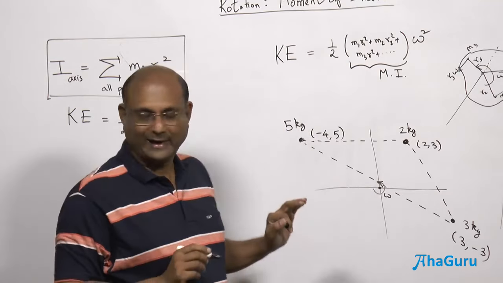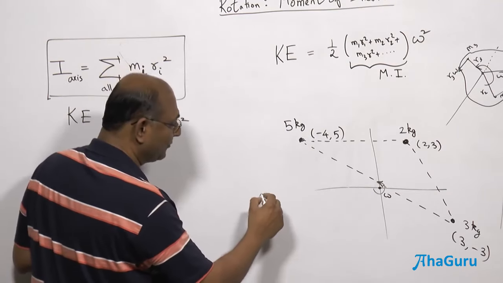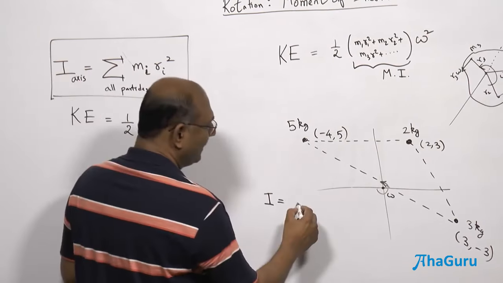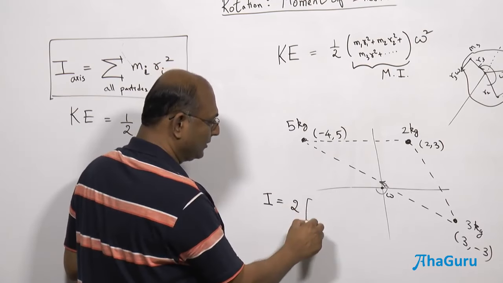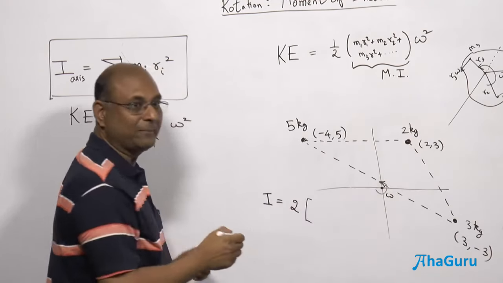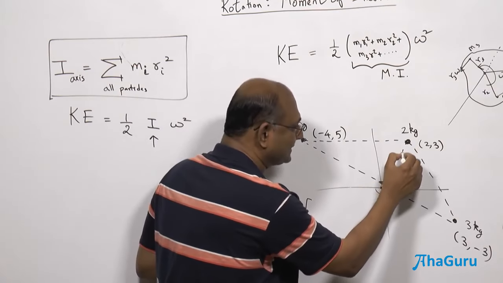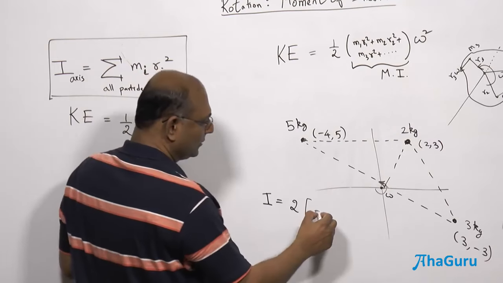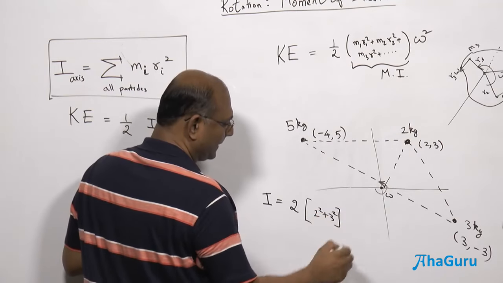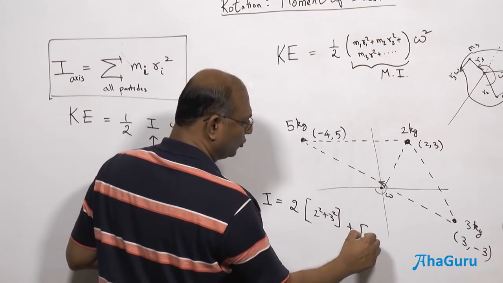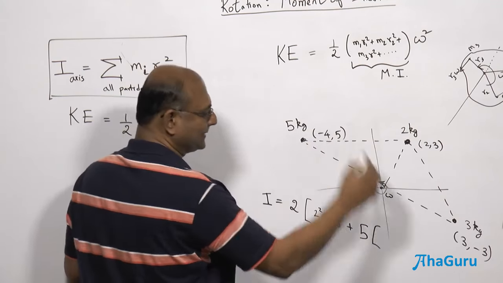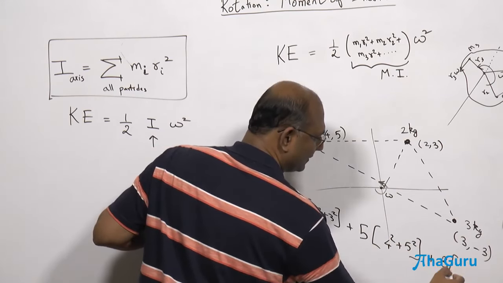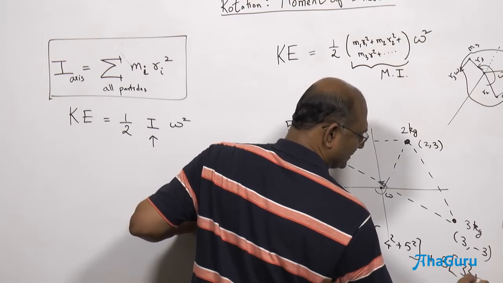I'm not asking you for kinetic energy, I'm just asking you for moment of inertia. How will you calculate the moment of inertia? So you do each one. You say m1 into this square plus that square, because you want the distance to the axis. What is the distance to the axis? 2 square plus 3 square. So this is m1 into 2 square plus 3 square, plus m2 into this square plus that square, so 4 square plus 5 square, plus m3 into 3 square plus 3 square.